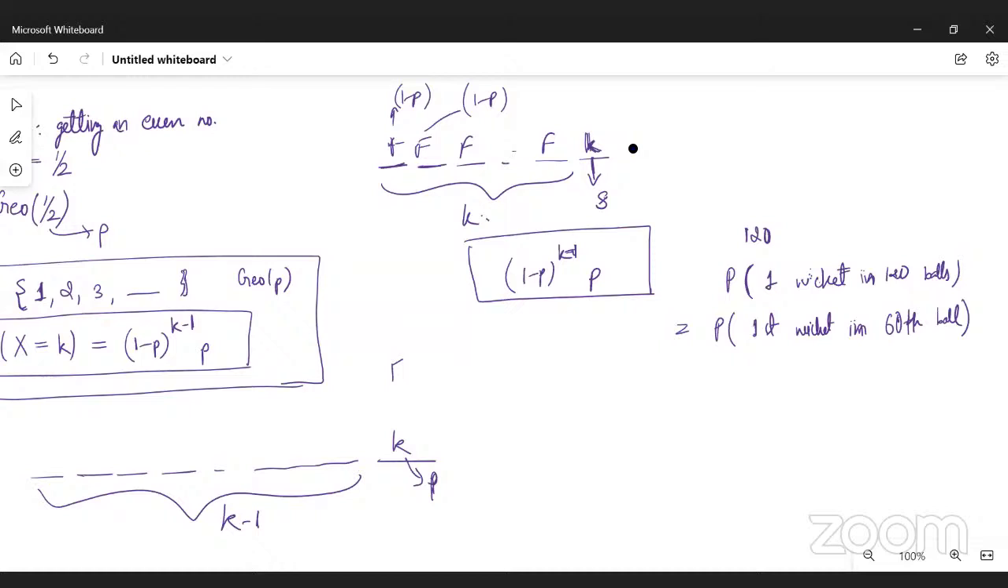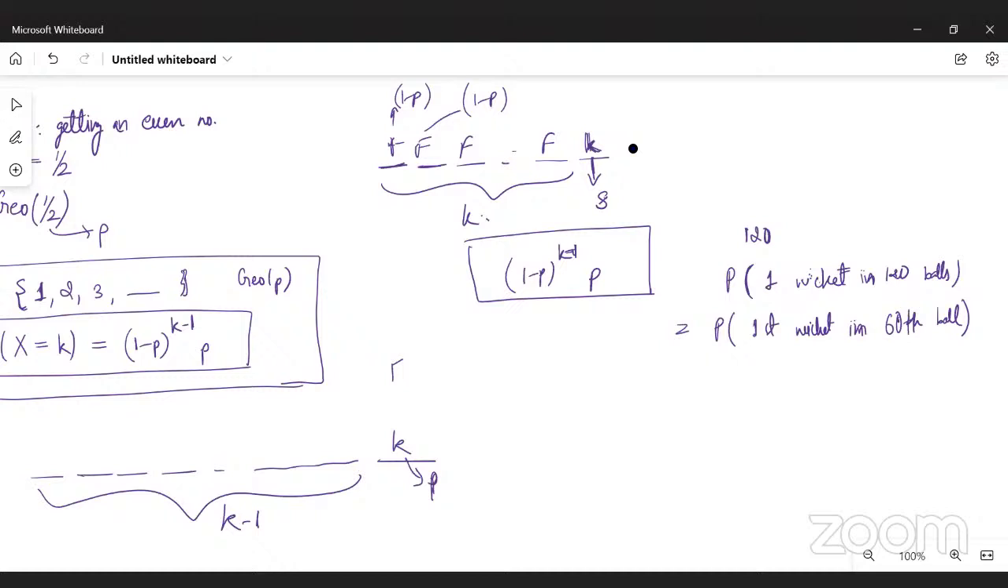Both are different, right? Yes. Here you are saying that in 120 balls you want just one success, right? And here you are saying that on the 60th ball you want the first success. Both are not the same thing. So the first one is binomial, right, ma'am? The first one is binomial, the second one is a geometric random variable.